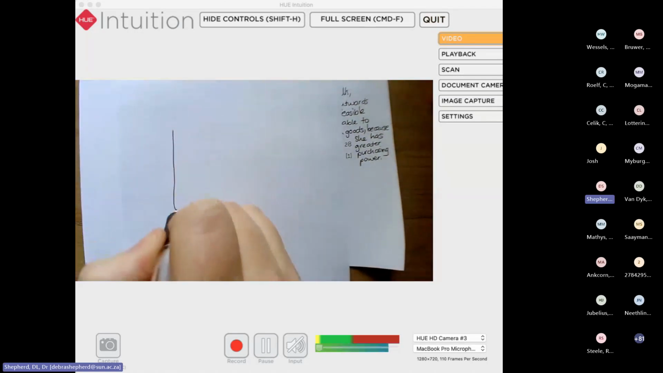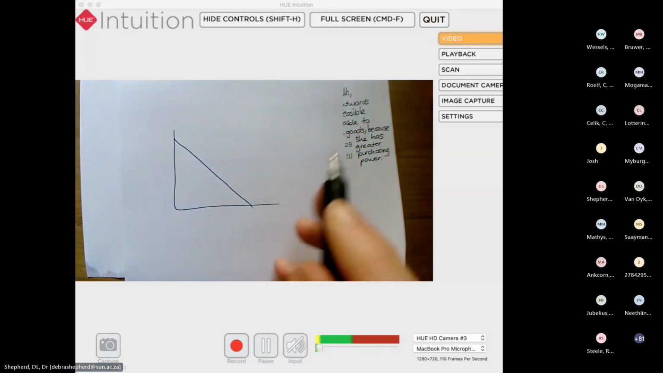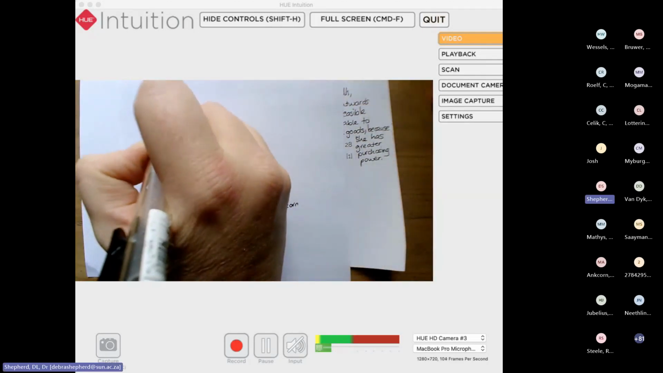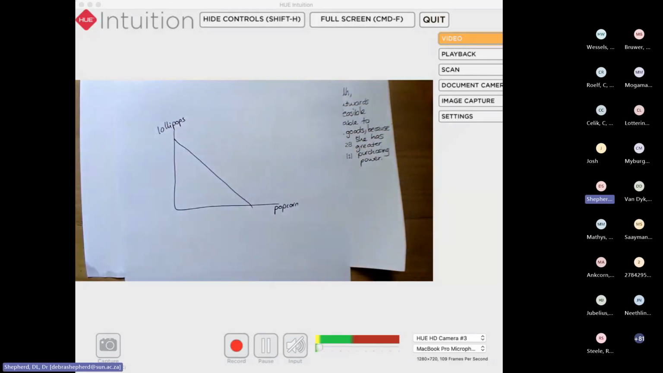So we have Alyssa's budget line. This is popcorn and this is lollipops. So this is her budget line.